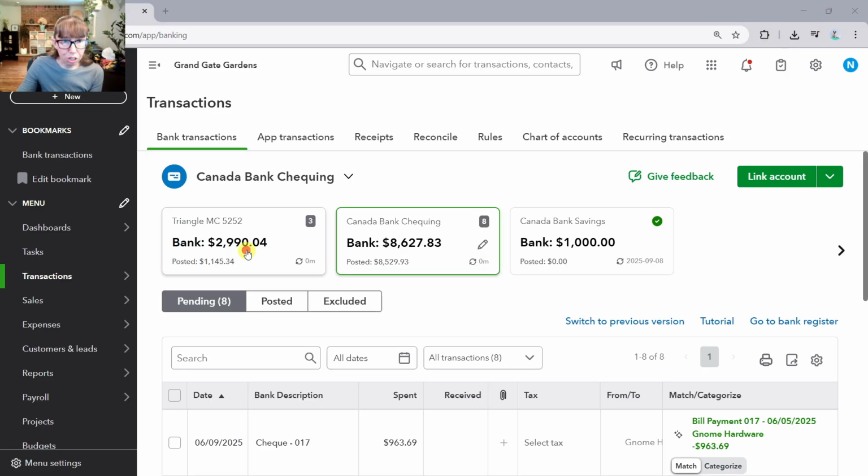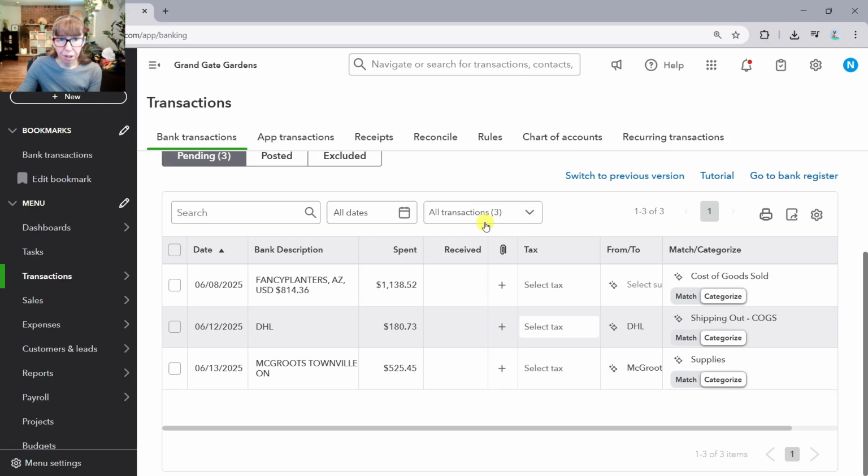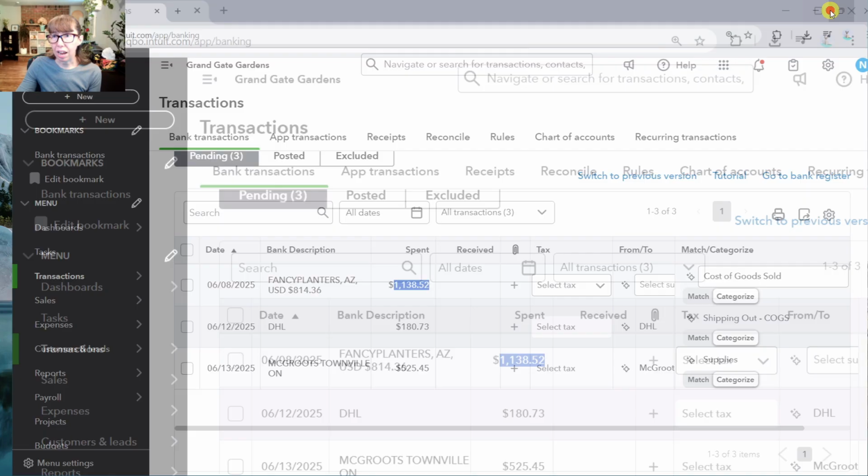So here we are, and jumping over to the Triangle, that's the Business MasterCard. And we can see on June 8th, it says Fancy Planters Arizona USD 814, but the actual amount that's hitting the feed is $1,138.52. So let's highlight this amount, right click and copy, and let's go ahead and put this in.